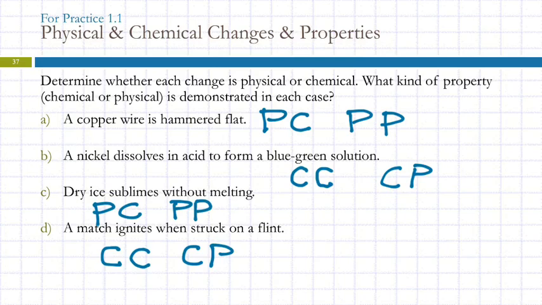Any questions? Is it possible to have like a chemical change and then a physical property, like the opposite? I don't think it's possible, and I kind of think this question is a little bit lame. I don't think you could have something that's a physical change demonstrating a chemical property, or vice versa. They're going to go hand in hand. Good question.